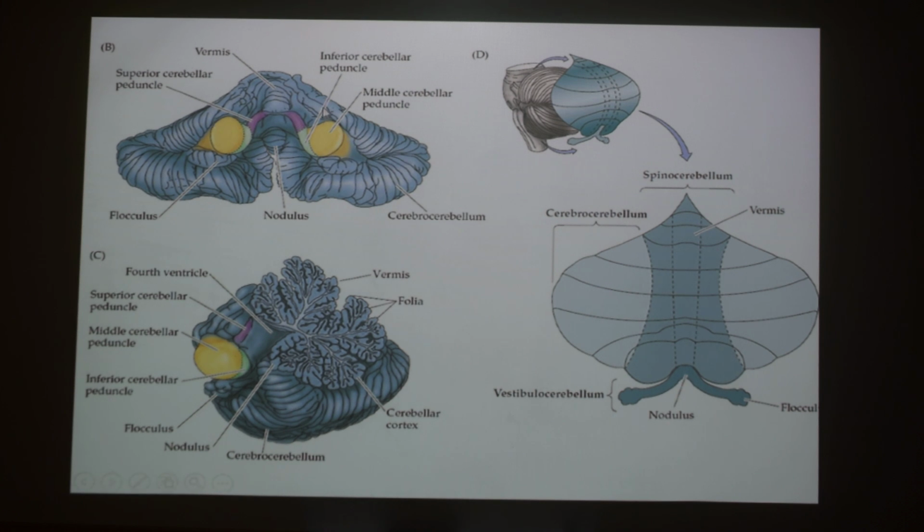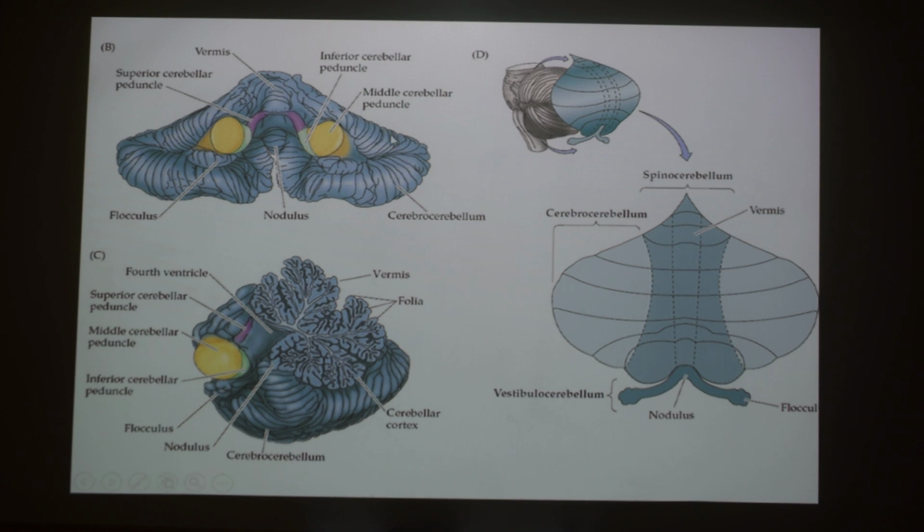So if you look here, you will find that cerebellum has 2 cerebellar hemispheres. Can you make out these? Yes. There are 2 cerebellar hemispheres, and these 2 cerebellar hemispheres are joined in the center by a thing which we call vermis. So vermis is in the center, and there are 2 cerebellar hemispheres.